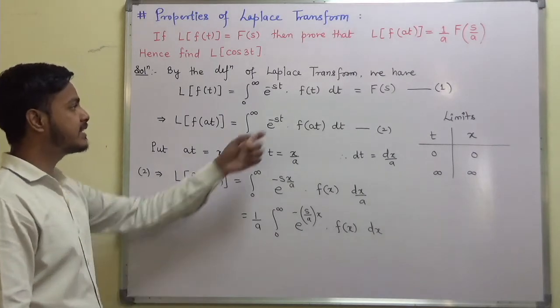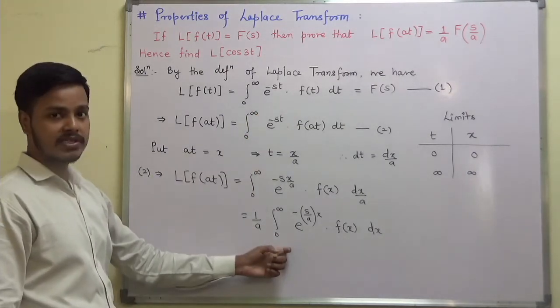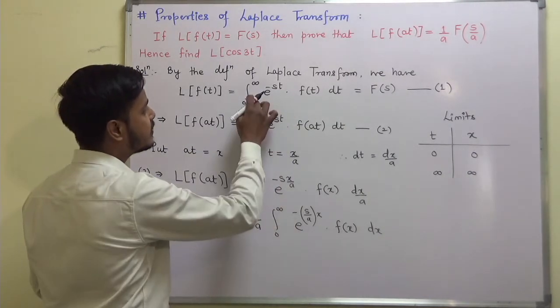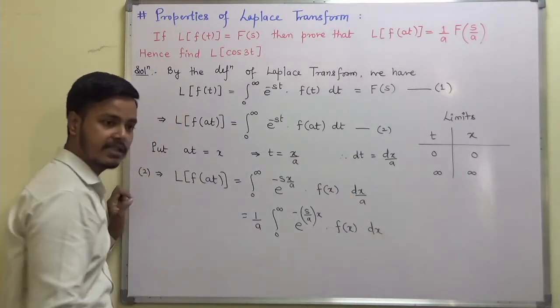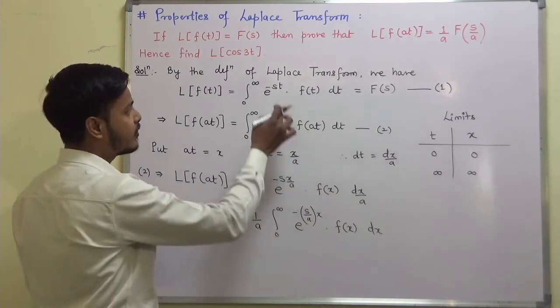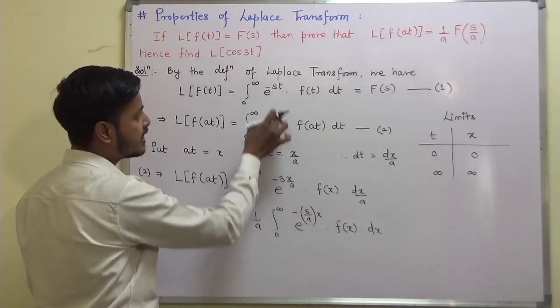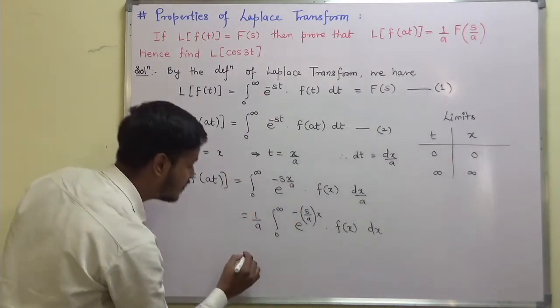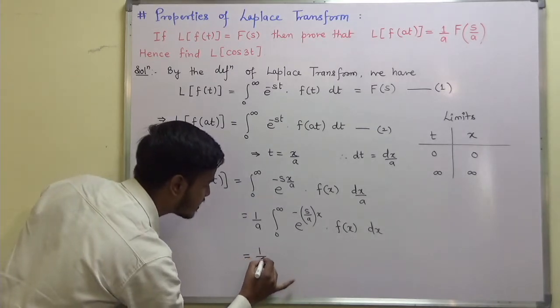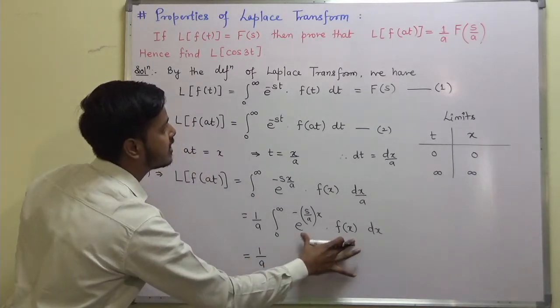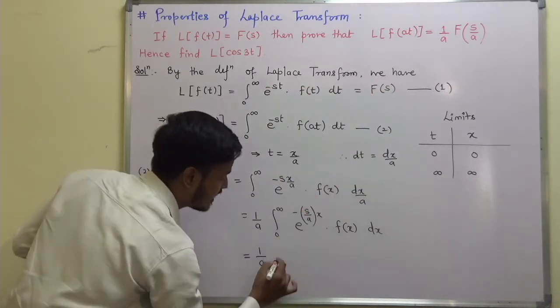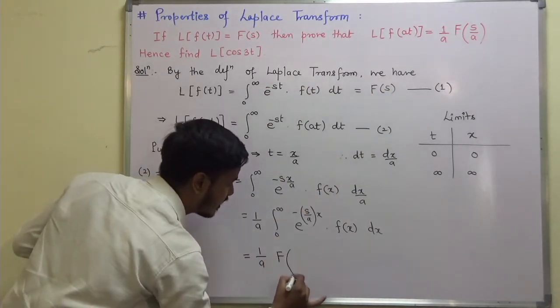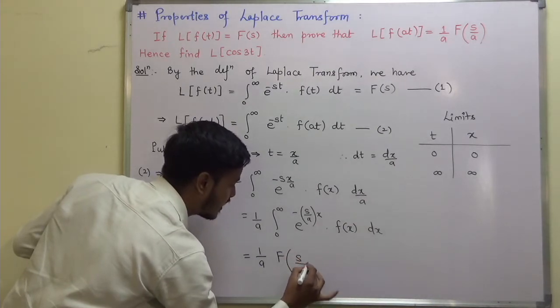Now look at the first equation and this equation. Integration 0 to infinity e to the power something f of x dx. So if you look at this equation and this equation, you can certainly write this integration as F of s if it is s, and if it is s by a, you write F of s by a.